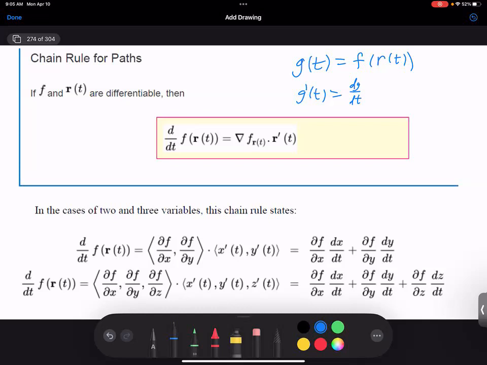So at the end of the day, I have to have a number. The gradient of f is a vector. R prime of t is a vector. How can I get a number from two vectors? The dot product. So this is a very natural thing to do.